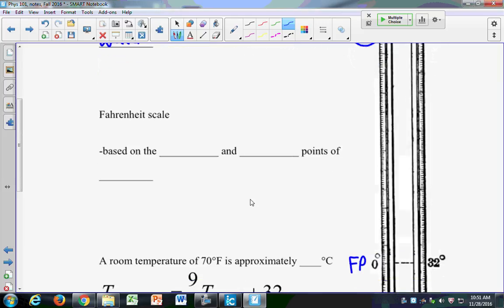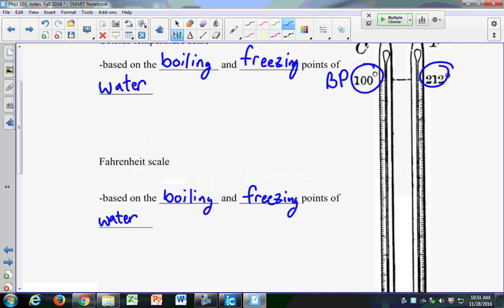The Fahrenheit scale is very similar. It's also based on the boiling and freezing points of water. The only difference is just the values that we ascribe to those. I don't really know the history of this, but the freezing point of water, of course, we set at 32 degrees Fahrenheit, and the boiling point we set at 212 Fahrenheit. And then that allows for, what, 180 increments. So here we have 180 increments, or 180 degrees between the boiling and freezing points.